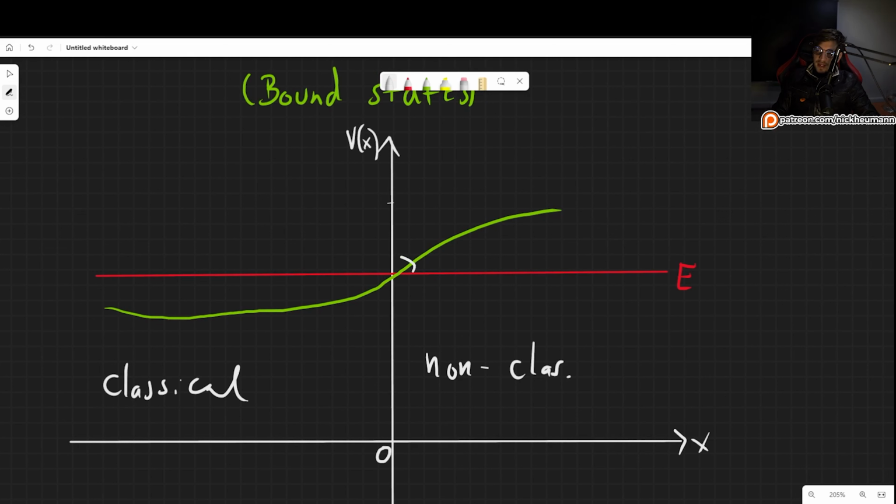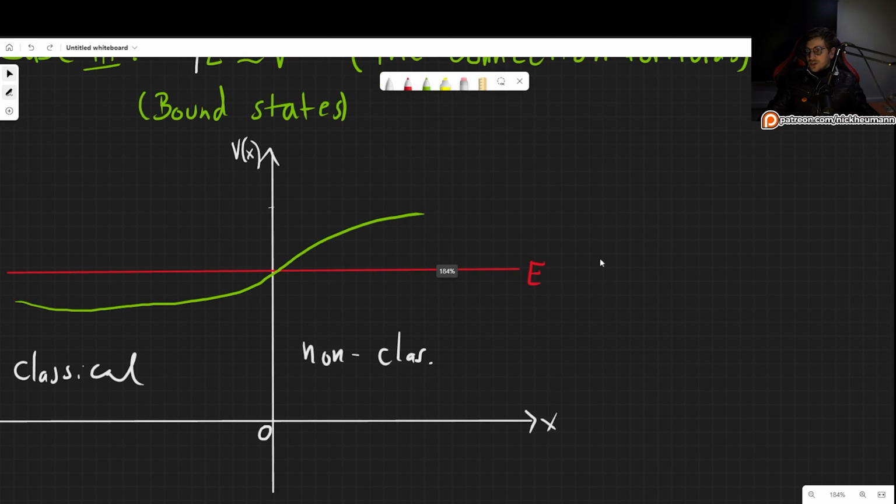We also saw the non-classical region, which is when the energy is always smaller than the potential. But now we will begin discussing this region right here, or basically problems where we include that region, where we transition, we go from one to the other, and for that reason, the energy and the potential will become the same. And why is this an issue?